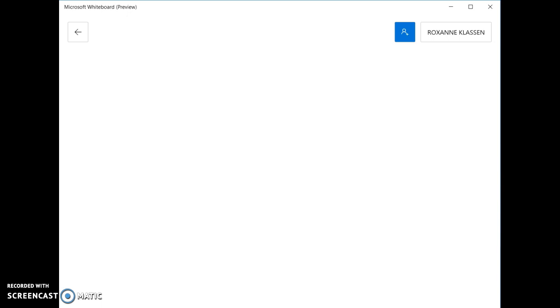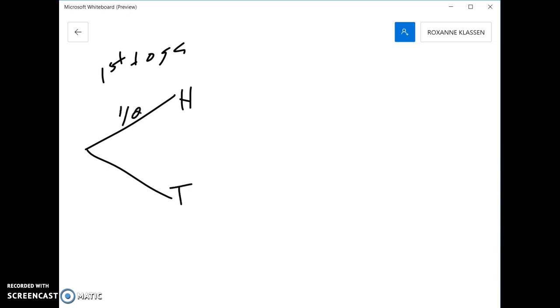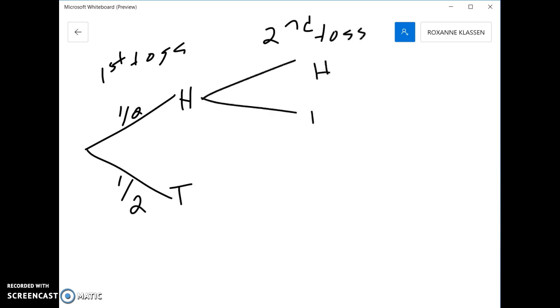So if we toss a coin 1 time, here's our first toss. And our possible outcomes are heads or tails, with the probability of each being 1/2. On our second toss, our outcomes are still heads or tails, and our probabilities are still 1/2 on all of these branches.